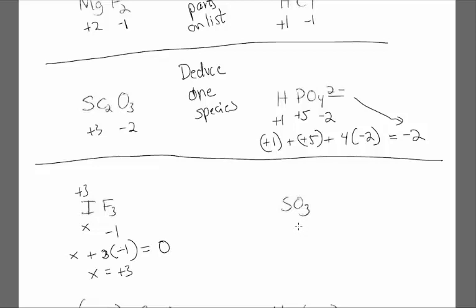Okay, let's do some more. Here's one where you know oxygen, you don't know sulfur. Let's write our little equation. We can call this X, and we know that oxygen is negative 2. So we can say X plus 3 times negative 2 has to equal the overall charge, which is 0. So we know X equals positive 6 for sulfur.